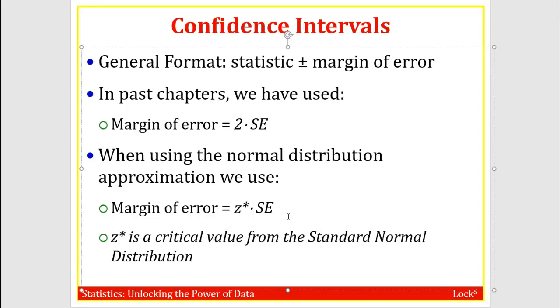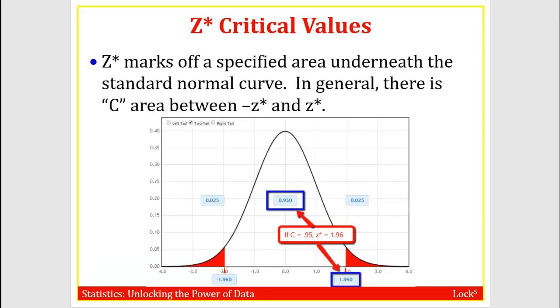Now where does z star come from? Z star is a critical value from the standard normal distribution. Z star marks off a specified area under the standard normal curve, and in general there is C area between negative z star and positive z star on the standard normal distribution. So let's look inside of StatKey and I'll show you how to find z star.